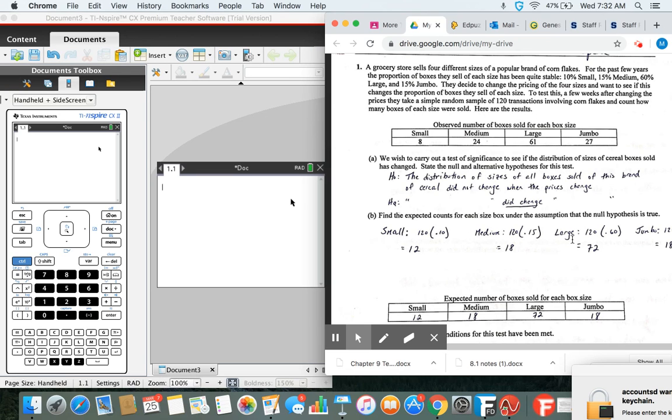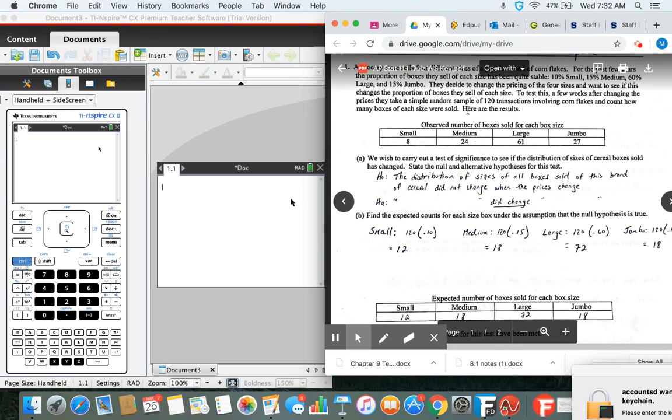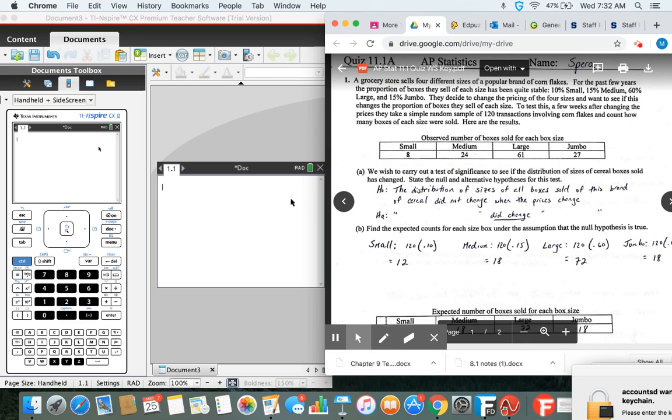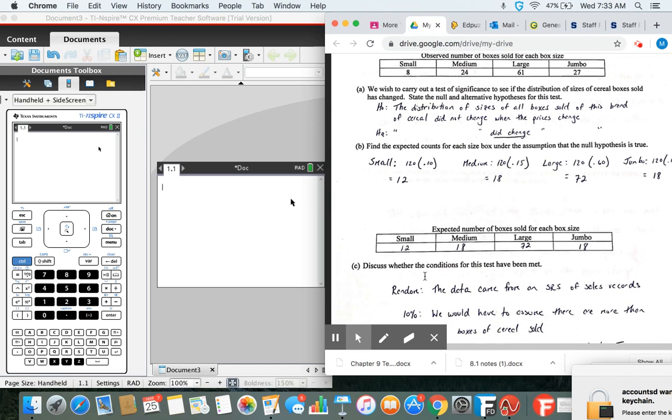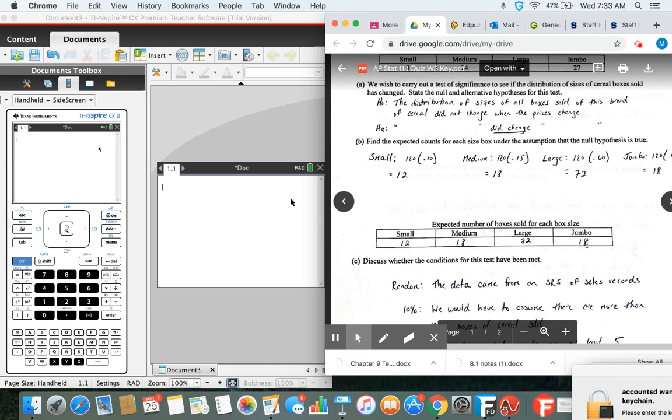For us to find our expected counts, well, we got to look into the problem here and see the percentage breakdown that they gave us. So we were told 10% of the small, 15 medium, 60%, and then 15% of the jumbo. Okay, so our expected counts were 12, 18, 72, and 18. And I listed them again here in this box.